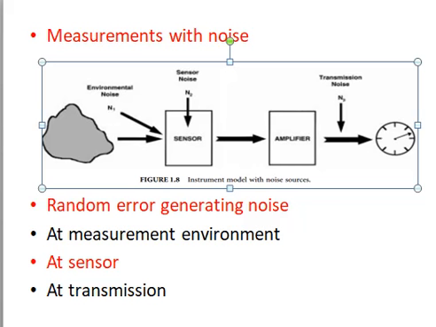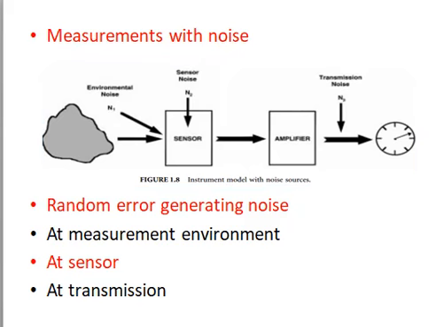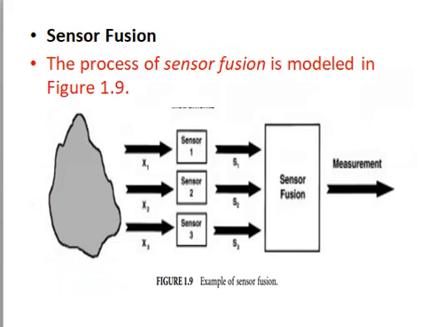So the stages where errors happen are three. That is the environmental error at the point of detecting the physical variable to be measured. There is a noise also at the sensor itself. And after the amplifier, when transmitting the result to the display unit or the storage unit, we do have another noise, and we call it a transmission noise. So the noises happen at three different levels: at the measurement environment, at the sensor, and at the transmission point.